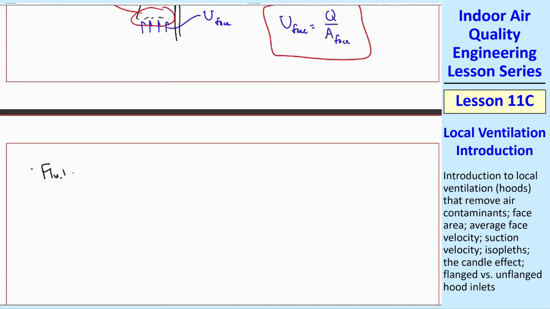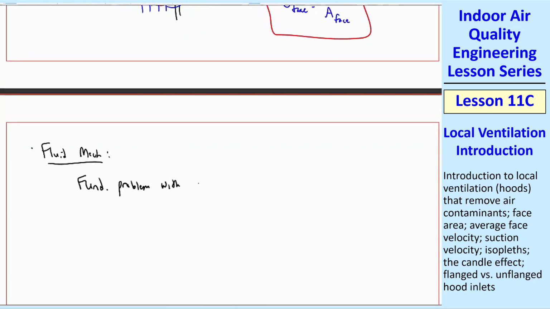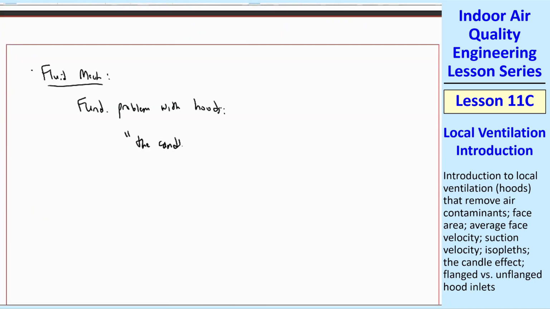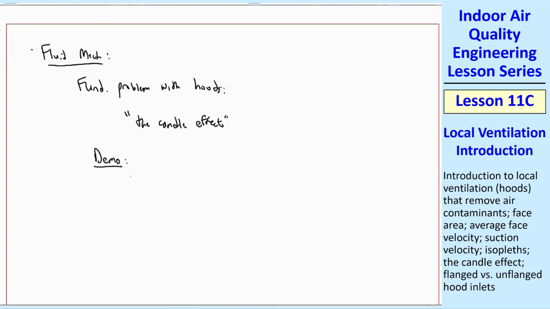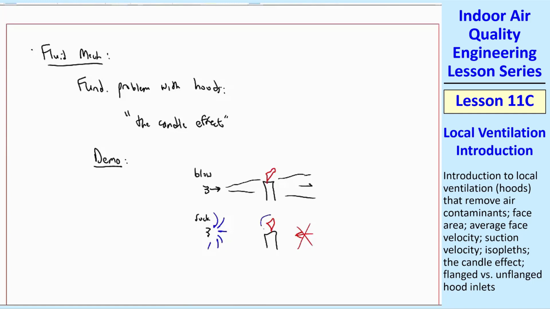Now let me give you a little fluid mechanics lesson here. There's a fundamental problem with designing hoods, and I like to call this the candle effect. You take a candle, if you blow, you generate a jet and you can easily blow out that candle. However, if you try to suck out the candle and you think that you're going to create some kind of flow this way, it won't happen. What actually happens is that you get suction from all directions and the speed near the candle flame is extremely small. And so you cannot suck out a candle.